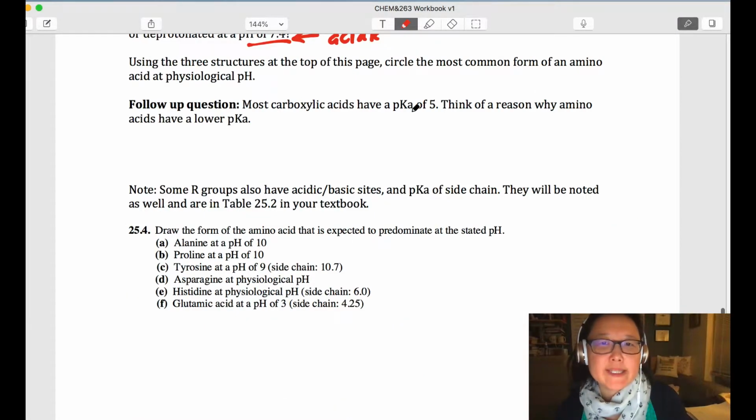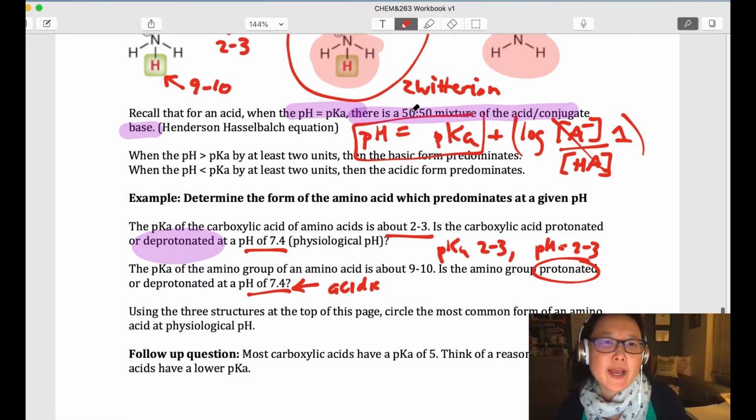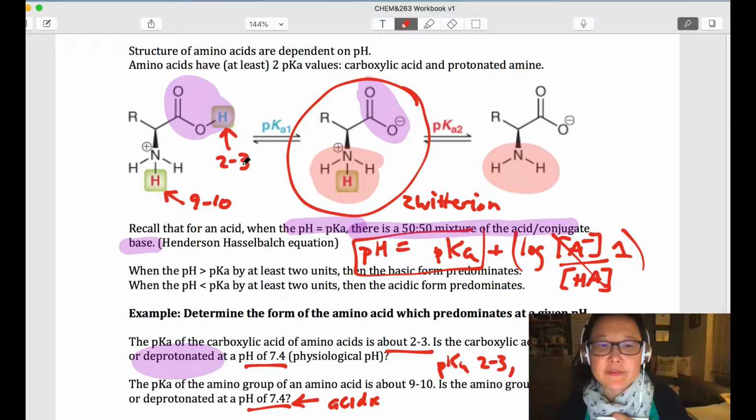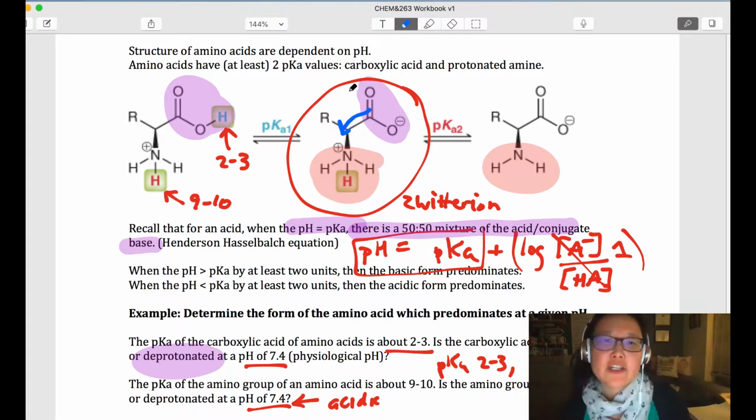Most carboxylic acids have a pKa of 5. Can you think of a reason why amino acids have a pKa of 2 to 3? For this problem, you might want to think about how stabilized this negative charge is. The more induction I have, the more spread out that charge can be. Remember, an oxygen doesn't want to hog all the negative charge. It wants to spread it out.